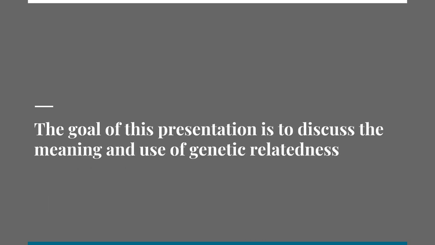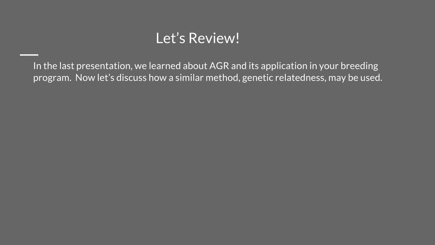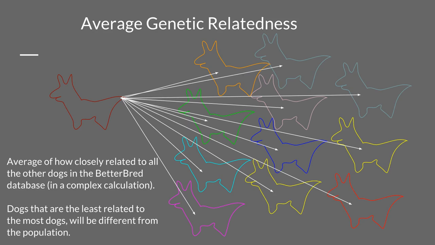We're excited to announce that we're going to be releasing a course shortly, so this is a teaser class for the course that will be released on Betterbread soon. But the goal of this presentation is to discuss the meaning and use of genetic relatedness. So in the course, the last presentation would have been on average genetic relatedness and its application in your breeding program. So this class, we will be discussing a similar method, genetic relatedness.